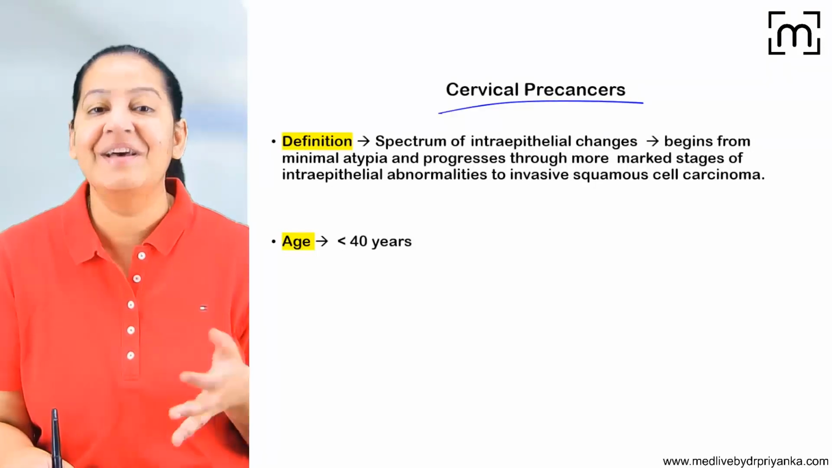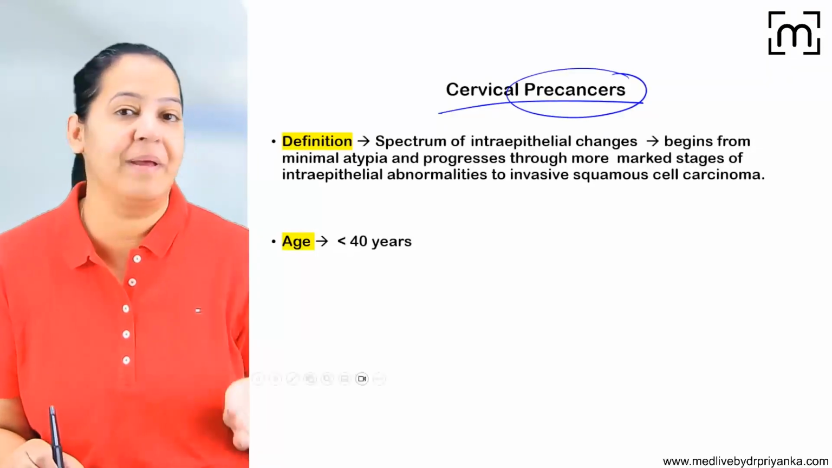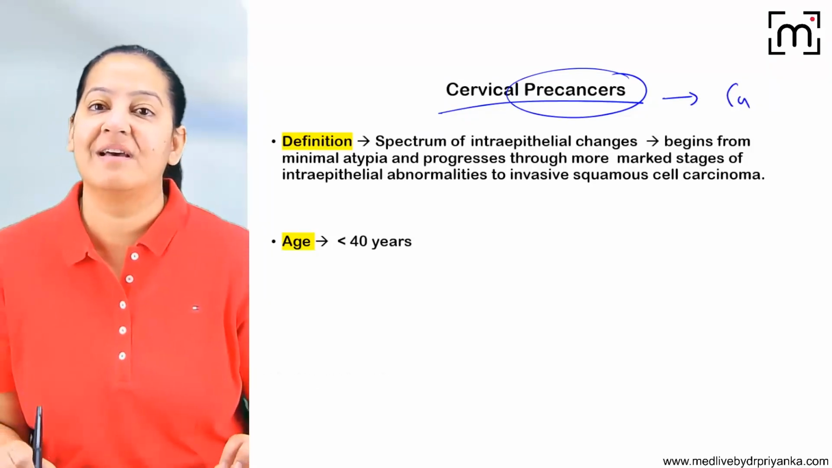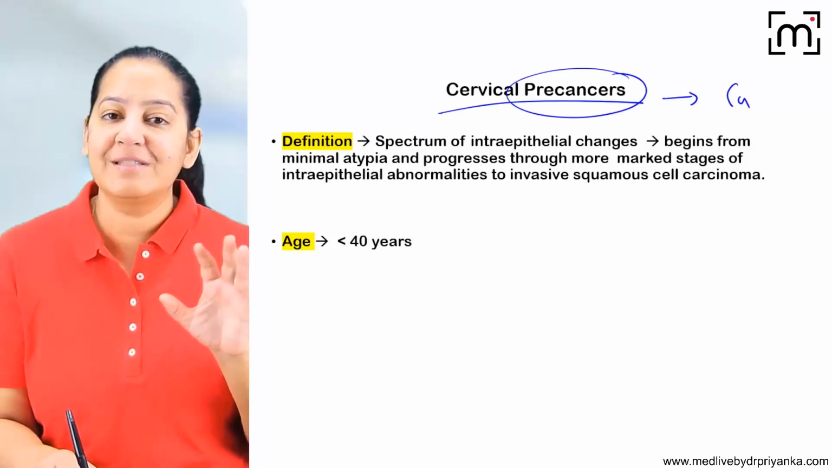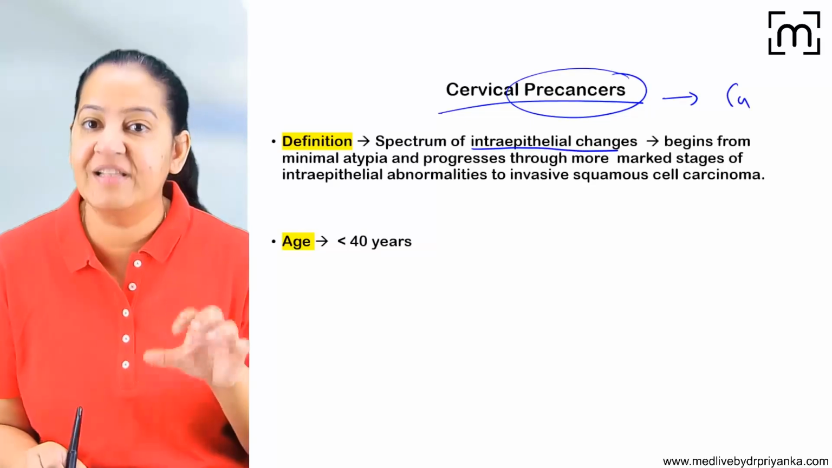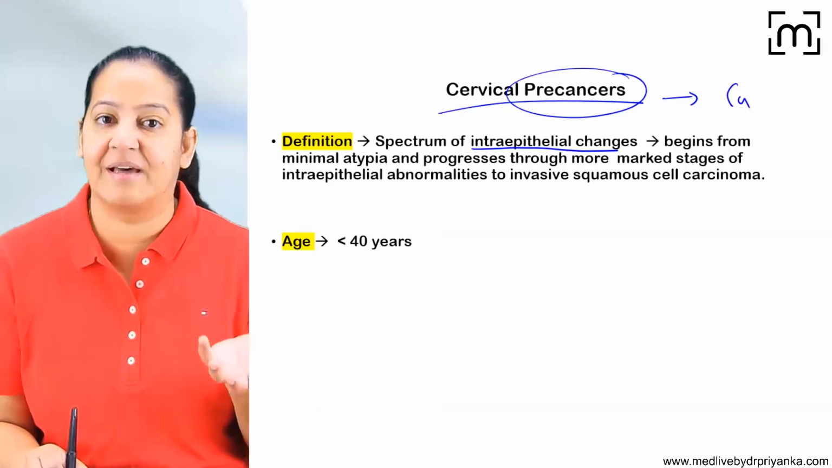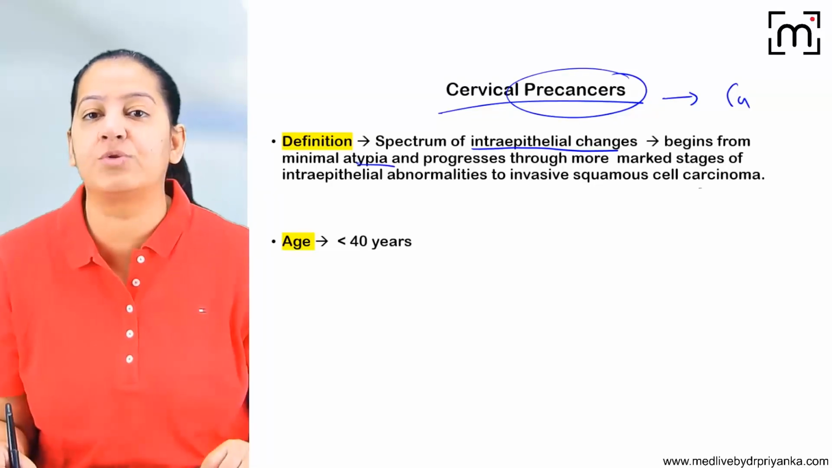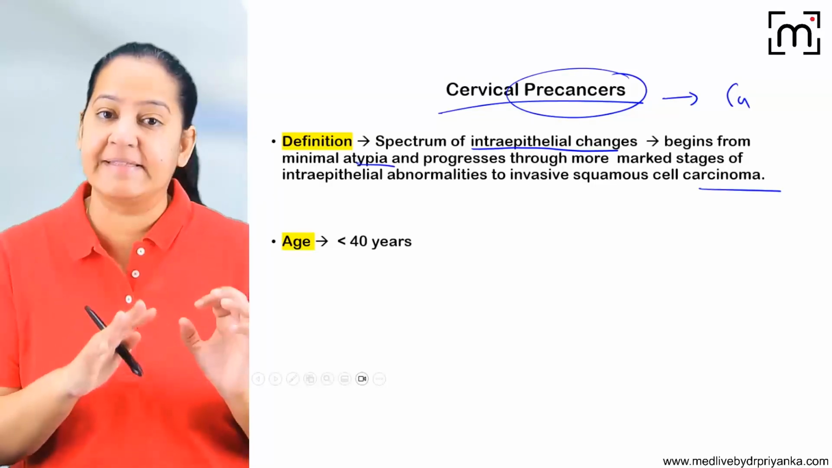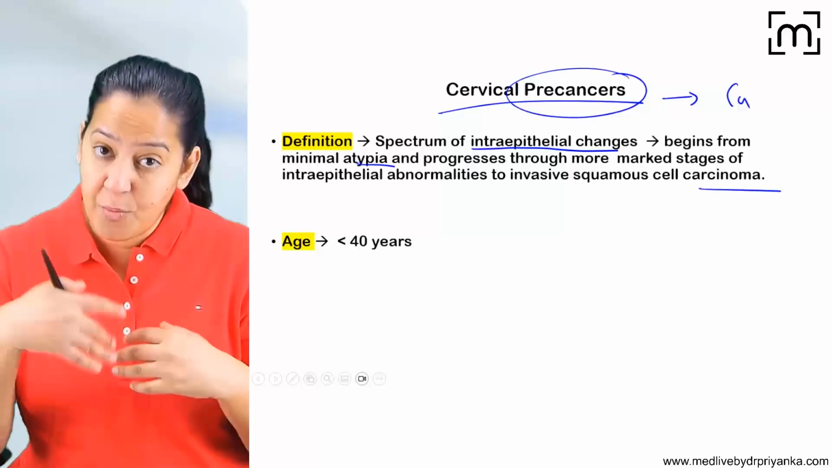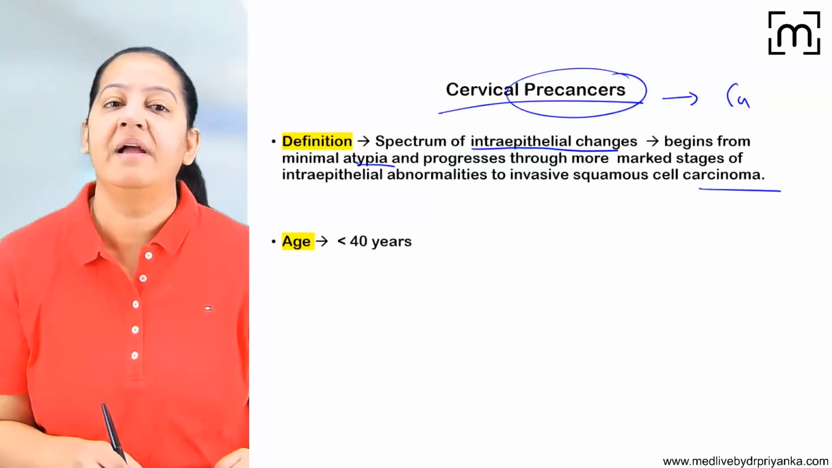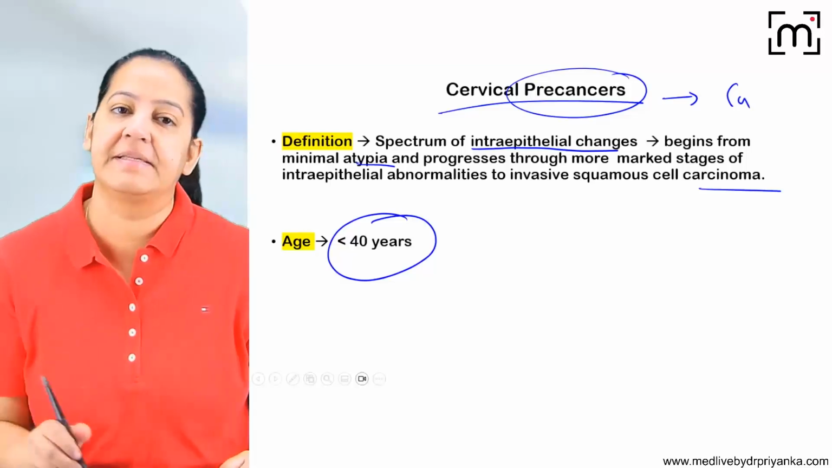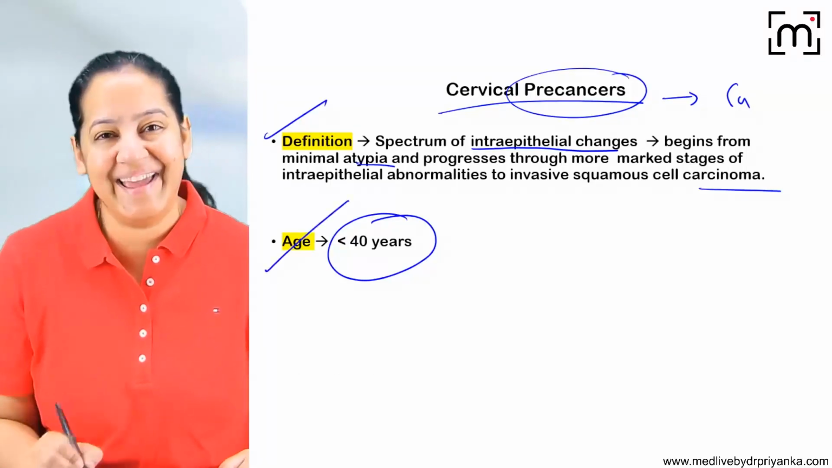Cervical precancers. As the name indicates, the precancers are pre-malignancies. Cervical precancers lead to cancer of the cervix. So it is a spectrum of certain intraepithelial changes which are taking place in the cervix. It starts with minimal atypia and gradually it progresses towards carcinoma. So these are the precursors that lead to malignancy in the cervix of the female. Age: usually it occurs in young or middle age, less than 40 years. So see the definition, see the age.